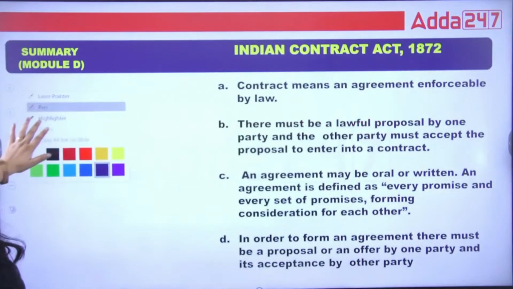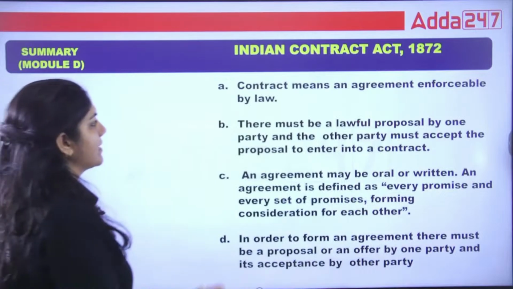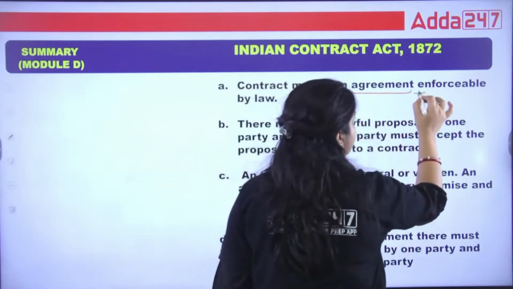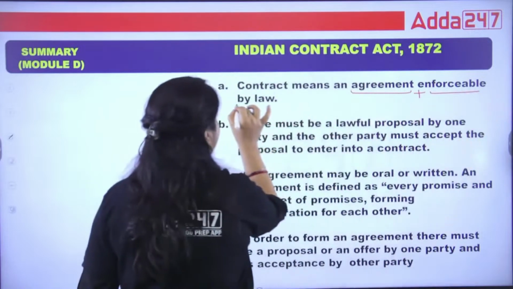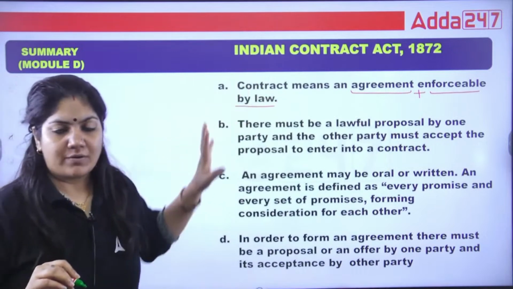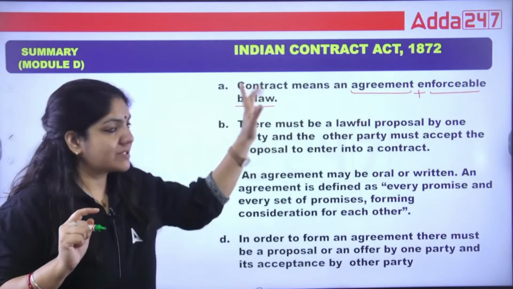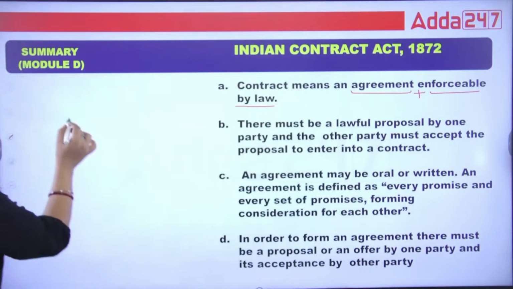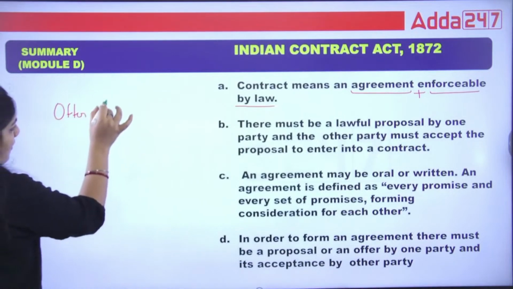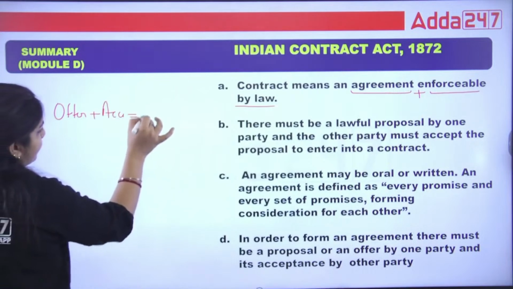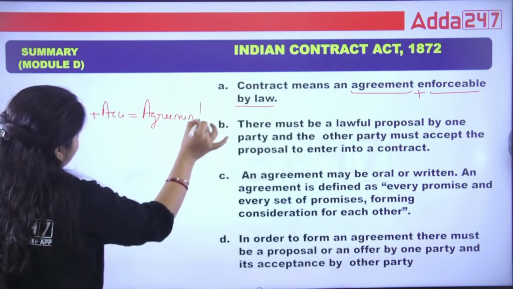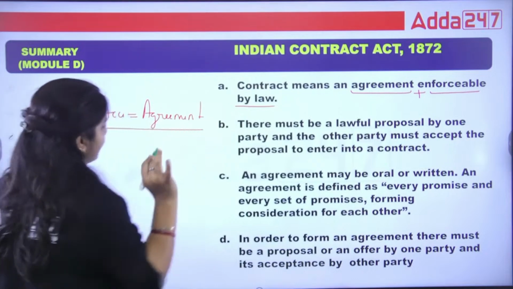Okay, so what is contract? Contract means the agreement which is enforceable by law. This is the basic formula of contract. So in the contract, we have just learned this formula. Okay, now what is agreement? Agreement is basically offer plus acceptance is equal to agreement.